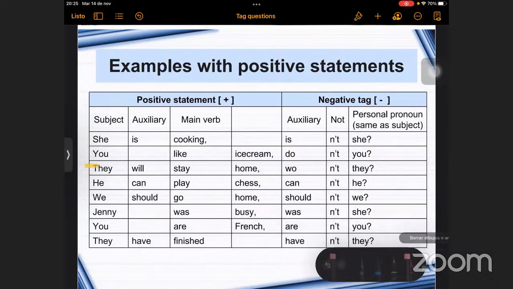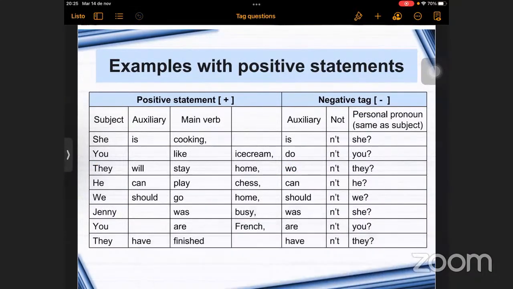Okay, if you have any question, guys, please ask, okay? Because I'm gonna keep going. Next, he can play chess. Can't he? Negative, because my statement is positive, I end in negative, okay? Good?